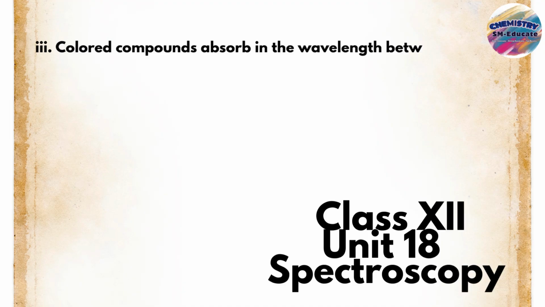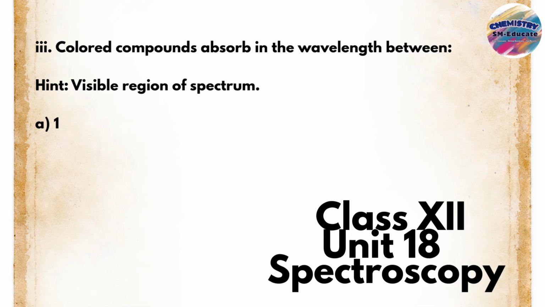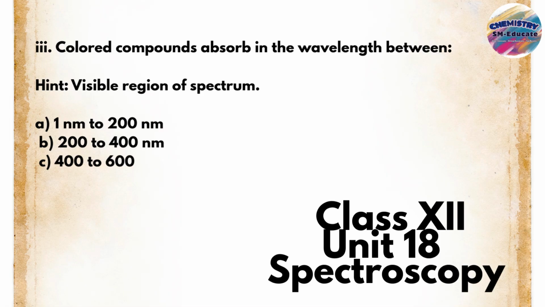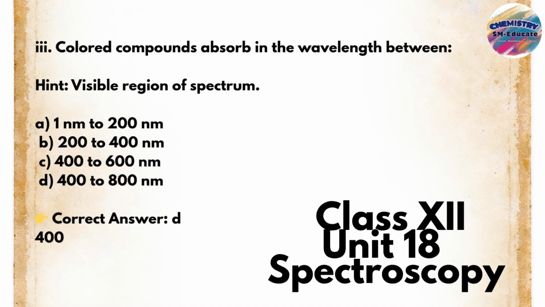3. Colored compounds absorb in the wavelength between. Hint: visible region of spectrum. A. 1 nanometer to 200 nanometers. B. 200 to 400 nanometers. C. 400 to 600 nanometers. D. 400 to 800 nanometers. Correct answer: D. 400 to 800 nanometers.